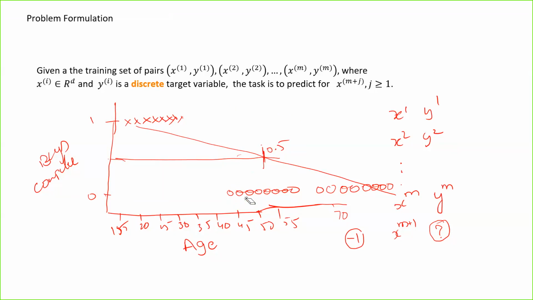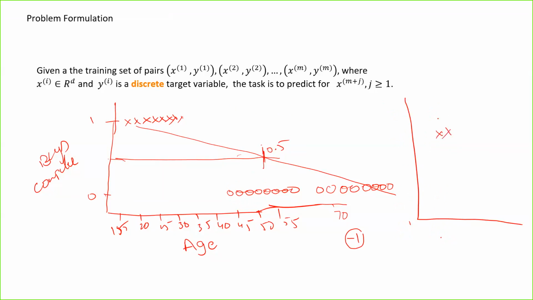Do you understand the problem? Do you understand the problem? Or should I give another example? Hello? Nobody is talking? Not following? Sir, please give another example.